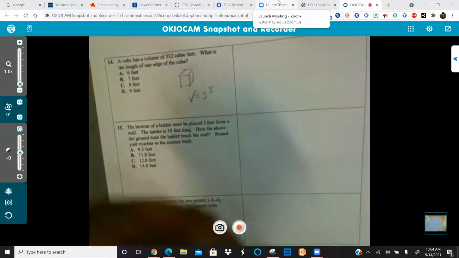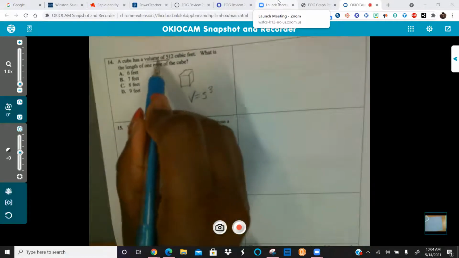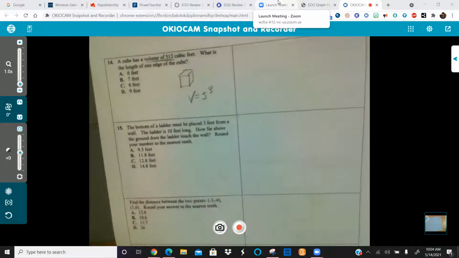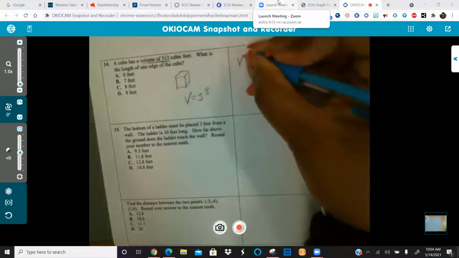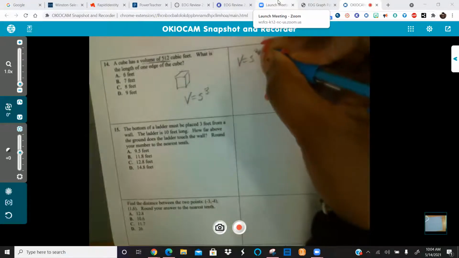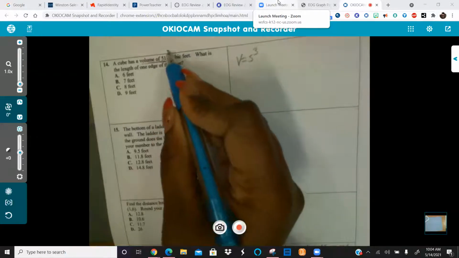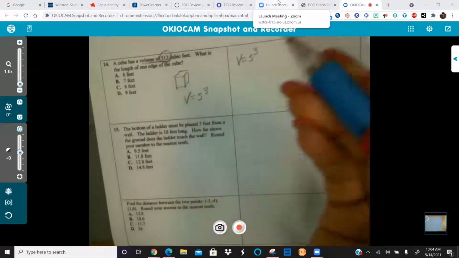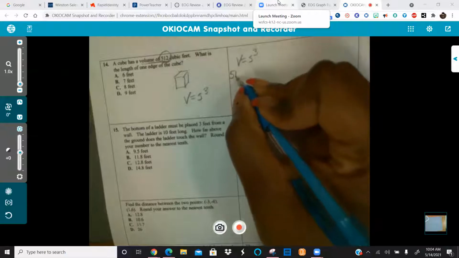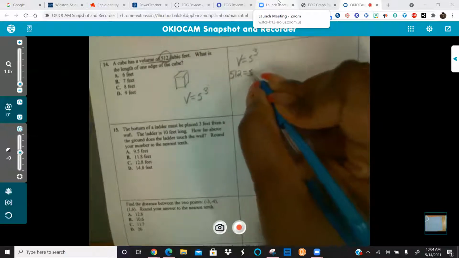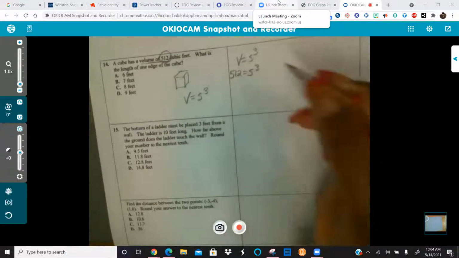It says that a cube has a volume of 512 cubic feet, or feet to the third power. What is the length of the edges? So all you're going to do is use the formula for the volume of a cube and substitute what V is, the volume, which is 512. Now you can solve for S, okay?